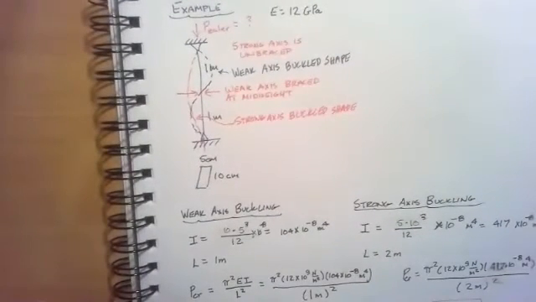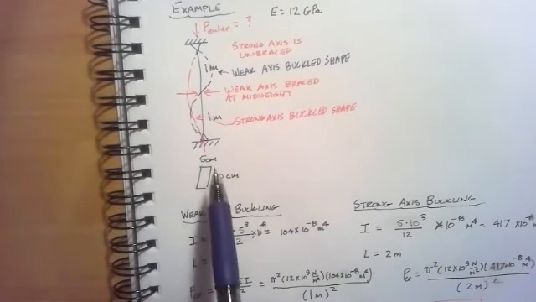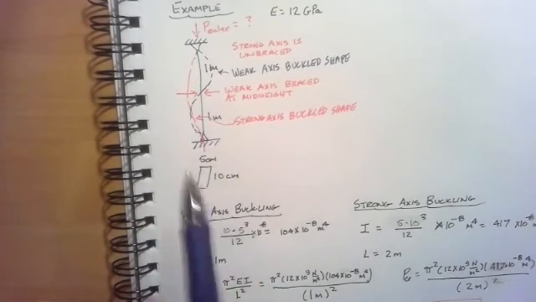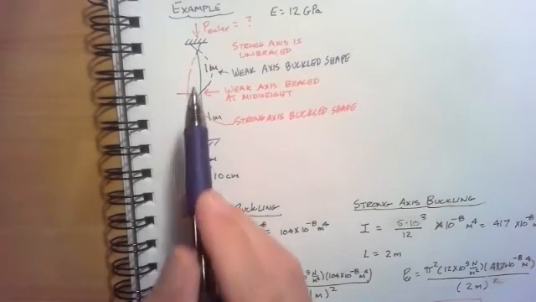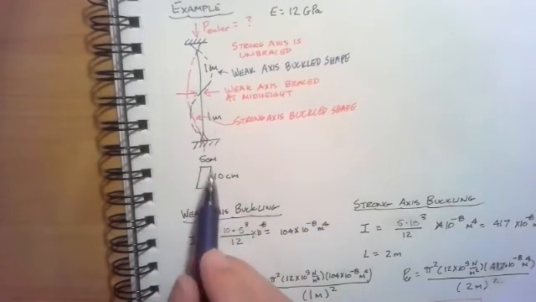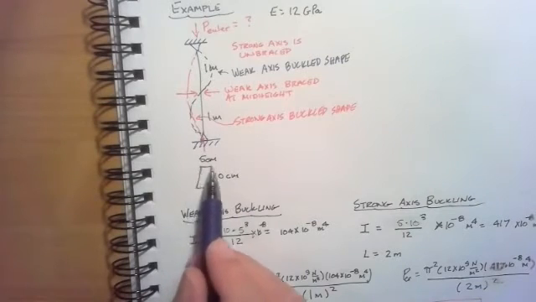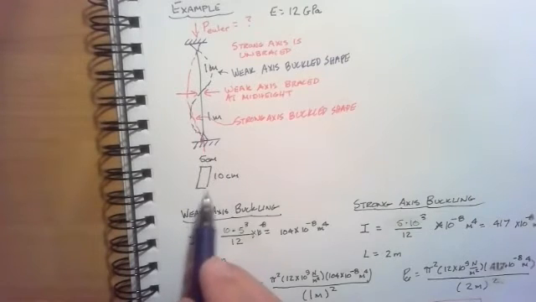I want to talk now about weak and strong axis buckling. So I've got a column here. It's got a rectangular cross section, and the longer side is coming out of the page on the cross section. The shorter side of the column is in the page. So the longer side is coming out, the shorter section is actually in the page.